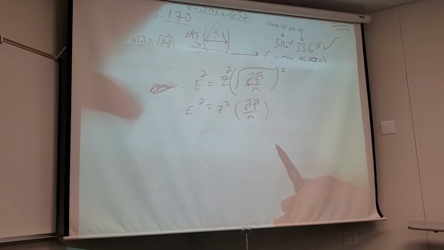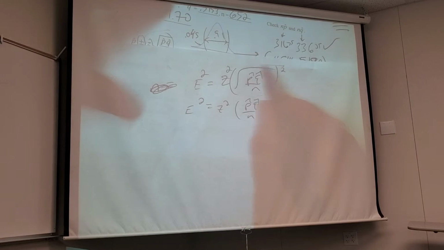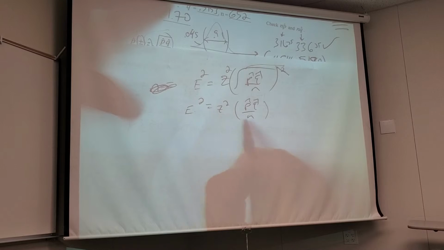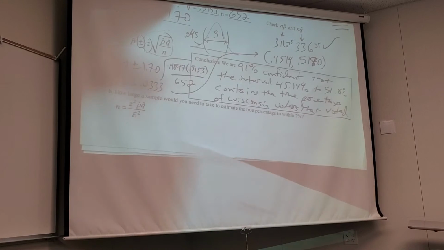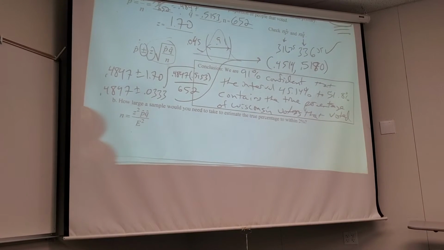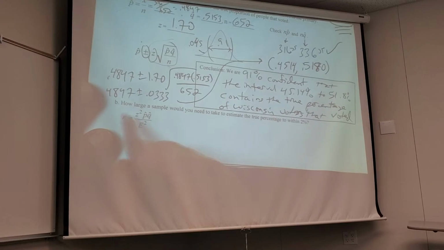Is that cool? I'll just square everything. The square kills the square root. That's why these things aren't squared, because it's dead, right? And then I just switch e squared and n, like we did before. So n equals z squared p hat q hat over e squared. That's exactly the formula I got right there. It came from the same place, just solving the error for n. So now I have a formula that can figure out how big of a sample I need.